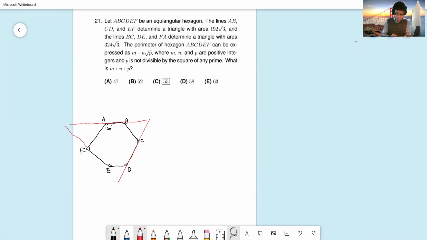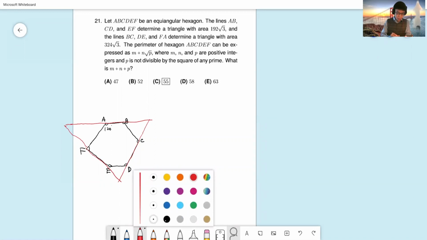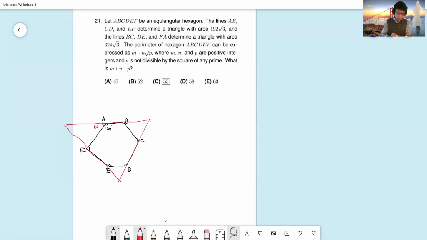This is an equilateral triangle because each angle equals 60 degrees. Right? Because we have 120 here, so the two other angles are 60 degrees. So each part is an equilateral triangle. We have this angle 60 degrees. So similarly, this is 60 degrees, and this is an equilateral triangle. Now let's consider the side length of this equilateral triangle.